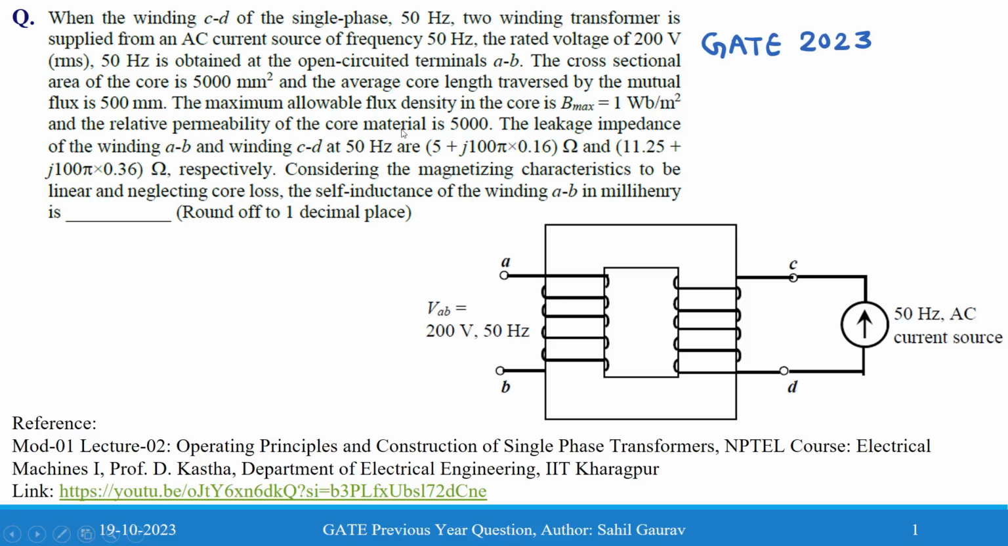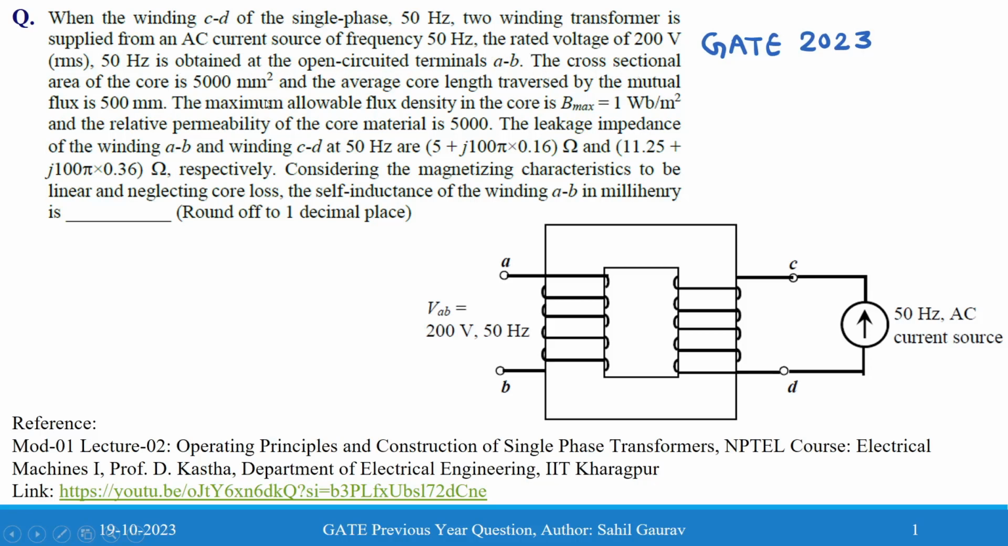Hello everyone. This problem was asked in GATE 2023 and it relates to the electrical machines part, from transformers. The problem says that when the winding CD of the single phase 50 Hz two winding transformer is supplied from an AC current source of frequency 50 Hz, the rated voltage of 200 volt RMS at 50 Hz is obtained at the open circuited terminals AB.